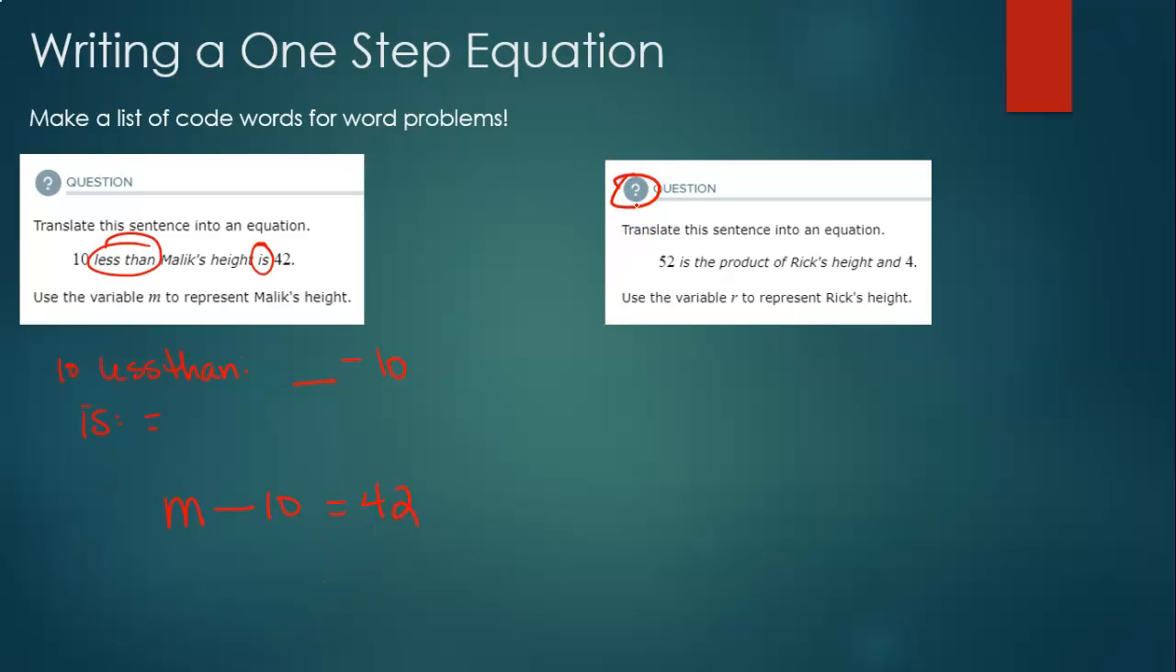You pause the video and try this one on your own. There's no new code words here. We've got all these written down. Is means equals. So 52 is equal to the product of, product means multiply, Rick's height, which is R, and 4. So you also could have written this as 52 equals 4R.